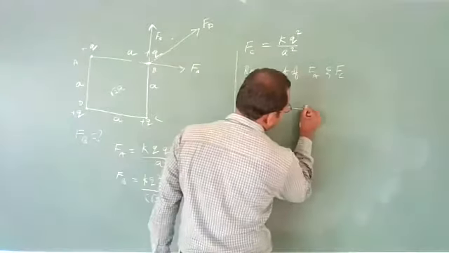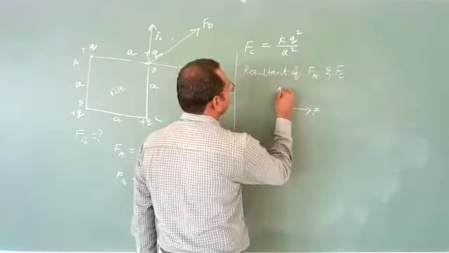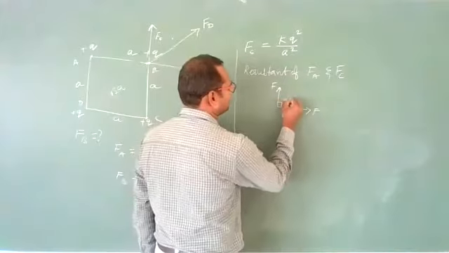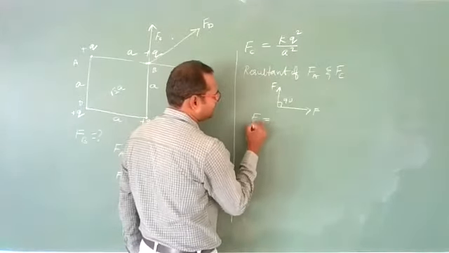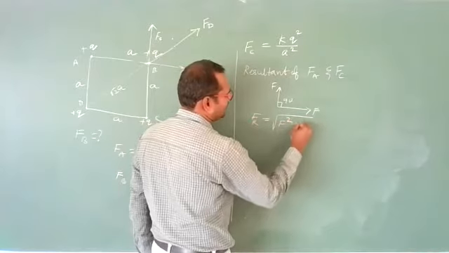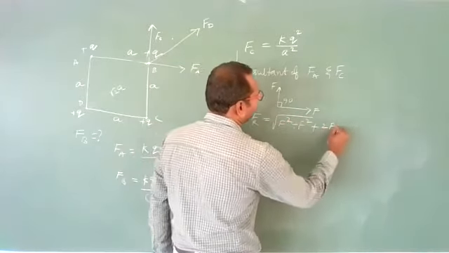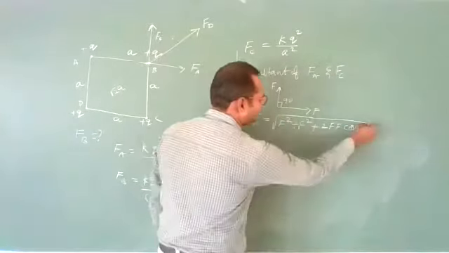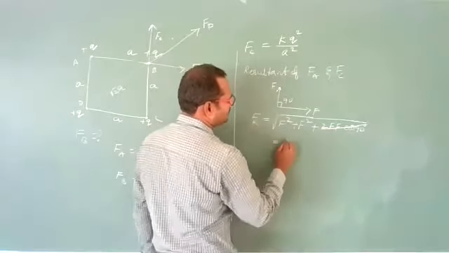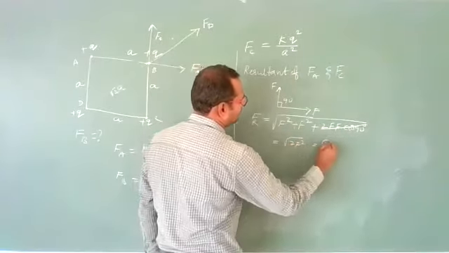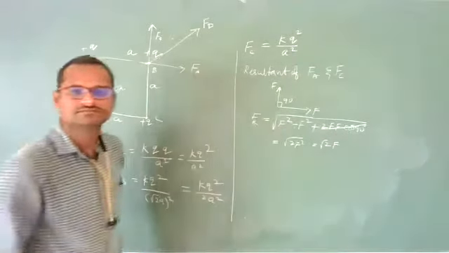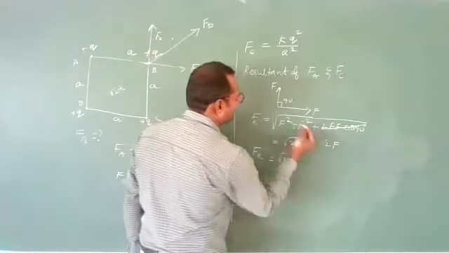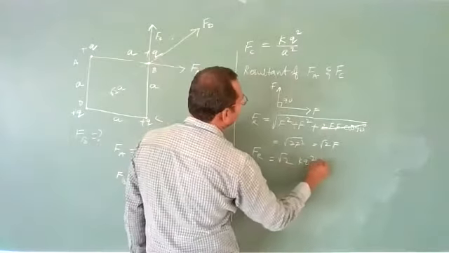One force is in this direction, F. Another force is in this direction, that is also F. The angle between these two is 90 degrees. The resultant F is under root of F square plus F square plus 2 into F into F cos 90 degrees. Cos 90 is 0, so that term will be 0. F square plus F square is 2 times F square, which is nothing but root 2 times F. Means the resultant of both is root 2 times F. What is F? F is nothing but KQ square by A square.